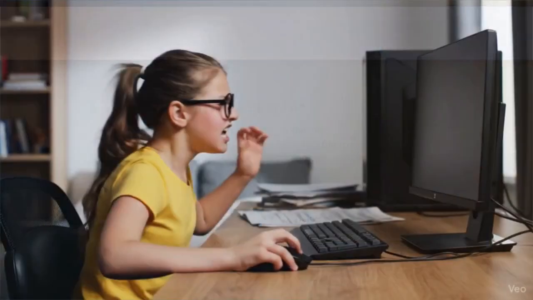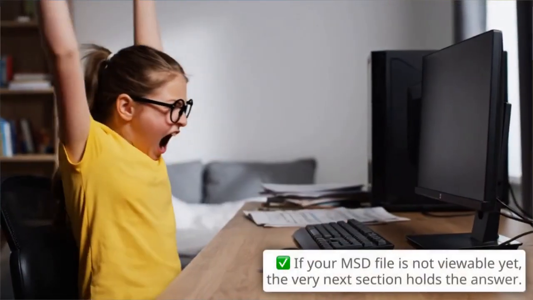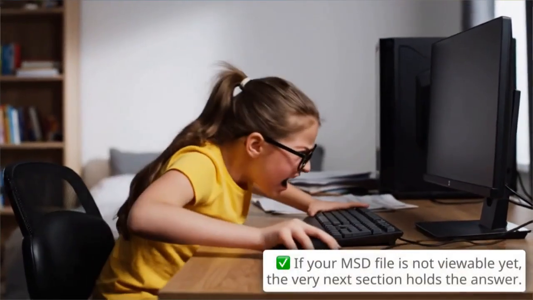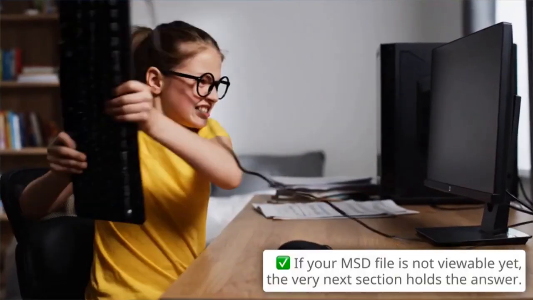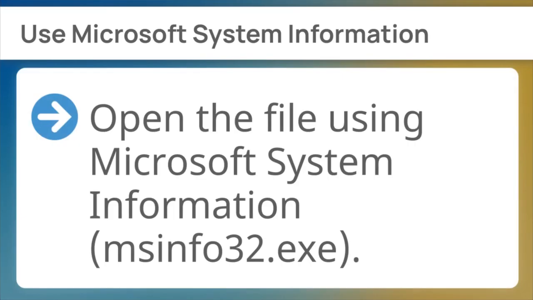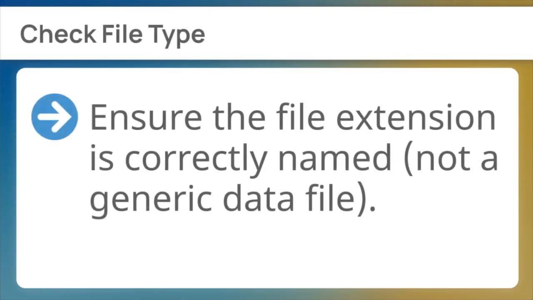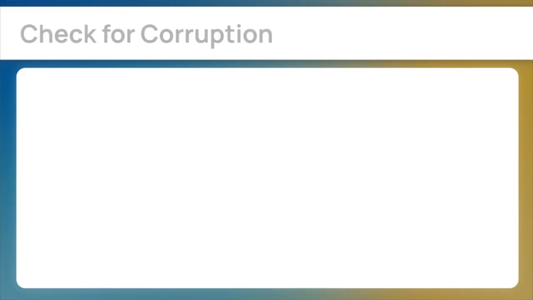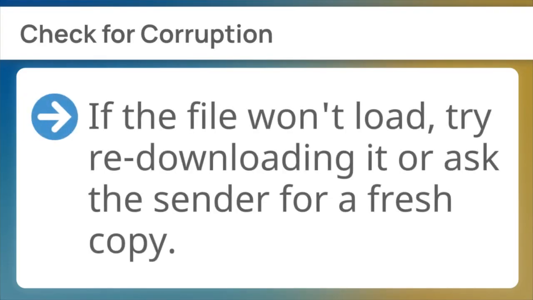If the MSD file is still closed, it's one of three basic reasons. Here's a list with the common problems and how to check each one. First, use Microsoft System Information. Open the file using Microsoft System Information, msinfo32.exe. Next, check file type. Ensure the file extension is correctly named, not a generic data file. Finally, check for corruption. If the file won't load, try re-downloading it or ask the sender for a fresh copy.